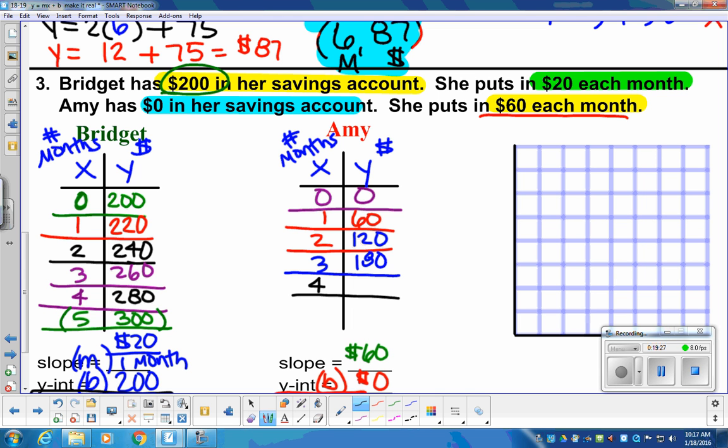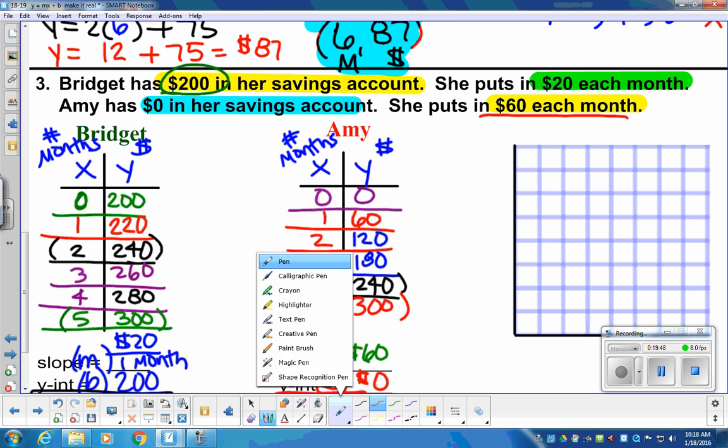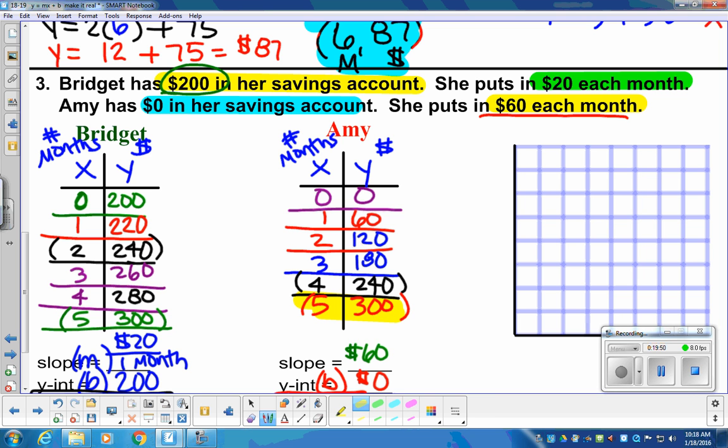At month 4, she puts another 60 in, she now has 240. Looking to see, do we have a match yet? We have 240, but Bridget's at month 2 and Amy's at month 4, so no. Same amount of money at the same amount of time is what we're looking for. At month 5, she puts in another $60, which is $300. Ooh, there it is. At month 5, both girls have $300.